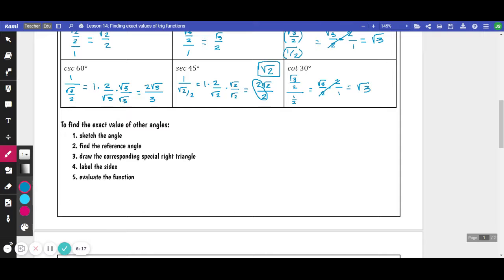And so I wrote out the steps for you. You're going to sketch the angle, find the reference angle. That was from lesson 13. You're going to draw the right triangle, label the sides, and we have to find the signs, as in positive and negative, decide if those sides are positive or negative. And then we can evaluate the function using the actual trig function.